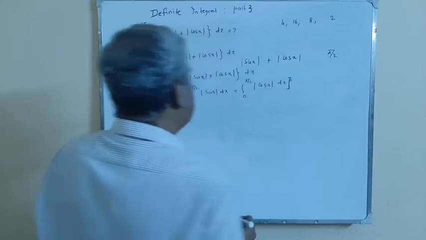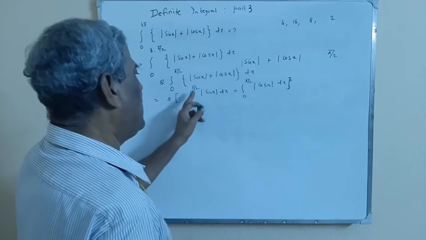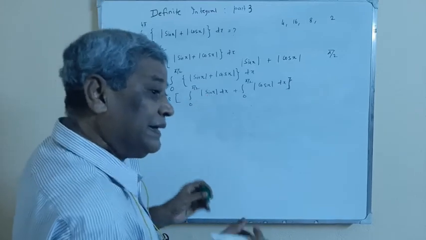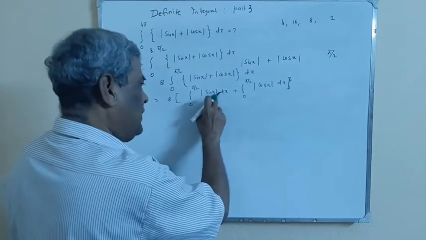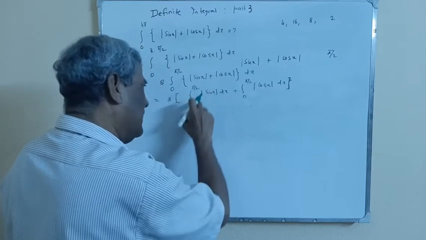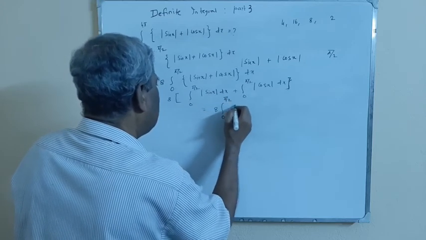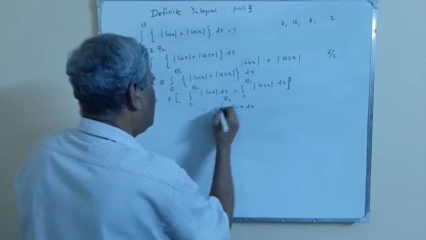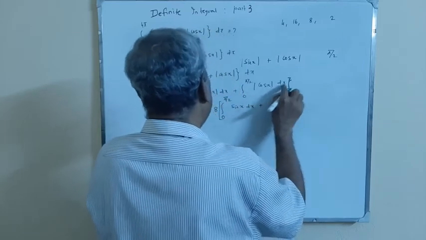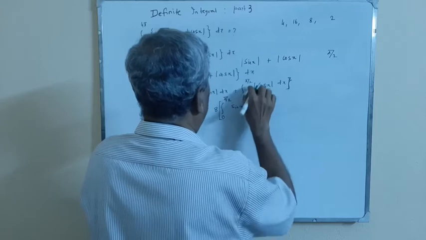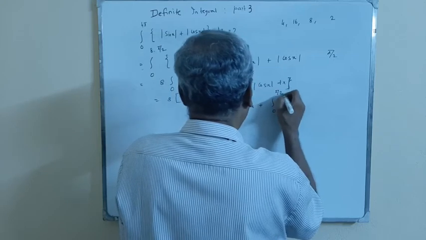Now that integration, 0 to pi by 2 of mod sin x. Actually, to integrate it, we have to omit the mod. But sin x is all along positive within that interval. So it is equal to 8 into simply sin x dx plus, same case, cos x is all along positive in the first quadrant, that is 0 to pi by 2. So that it is positive, we can omit the mod.